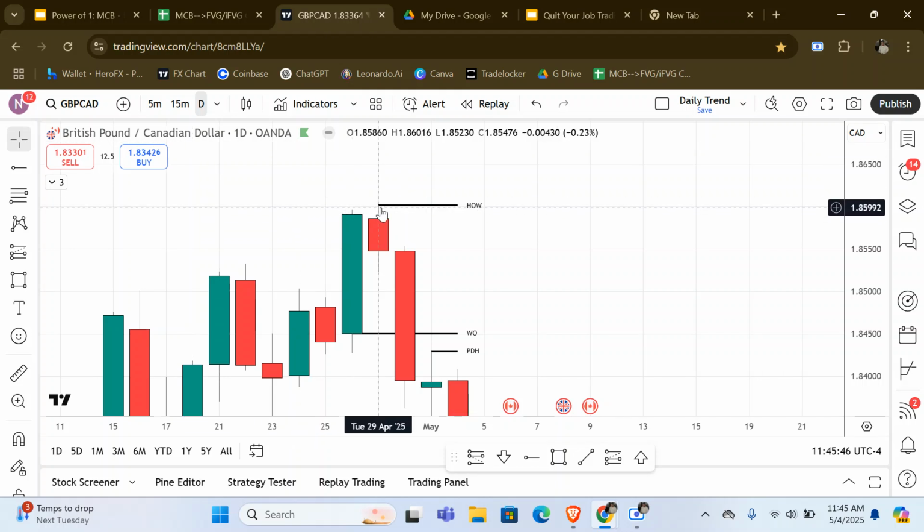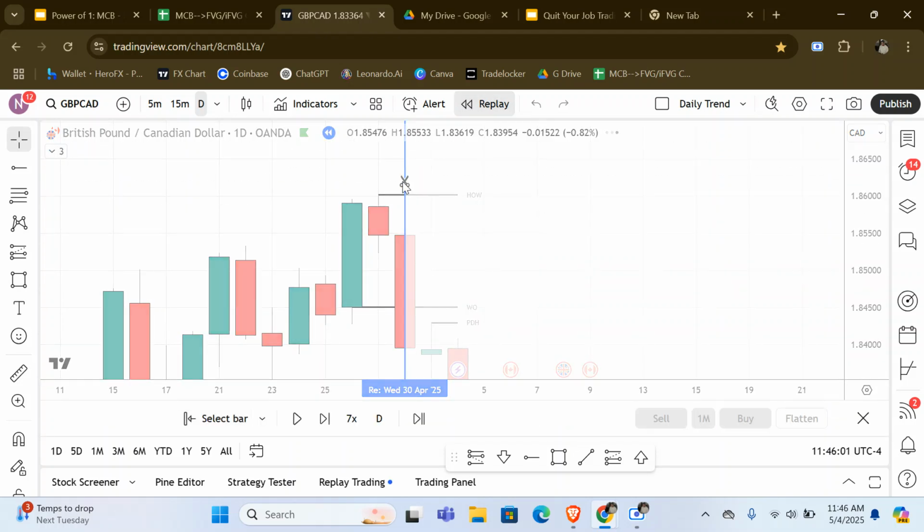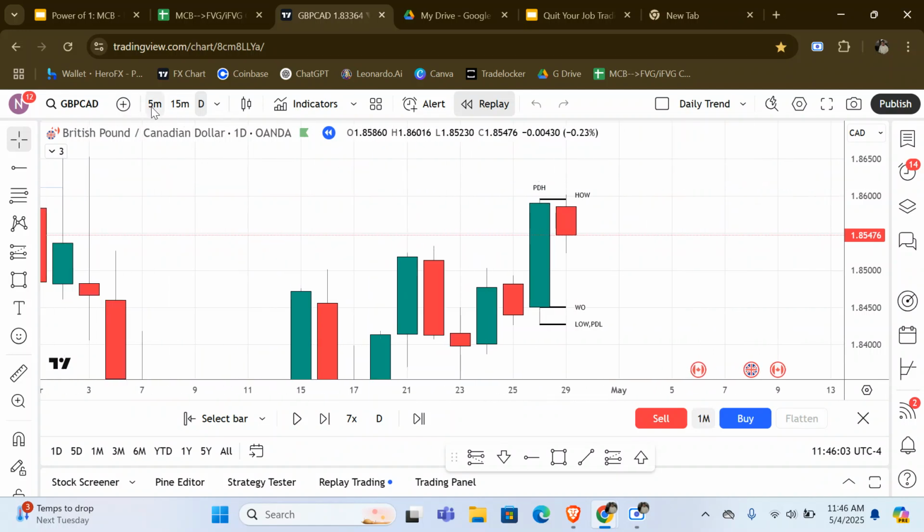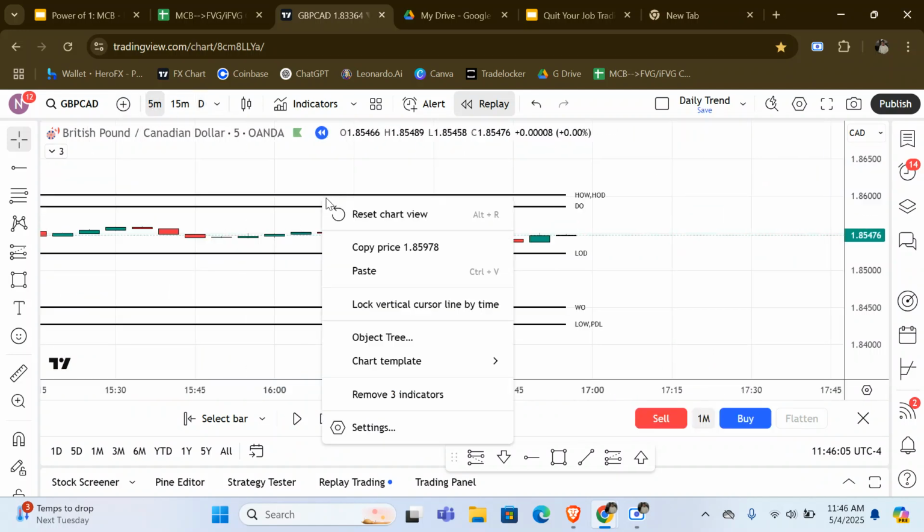So, here we go. Coming to the chart on Monday going into Tuesday, we see this big green candle, which has exceeded the prior day's high, and it is above the weekly open. So, I want to go short above the weekly high, which is right here. So, when I go to the replay option, drop down to the 5-minute.